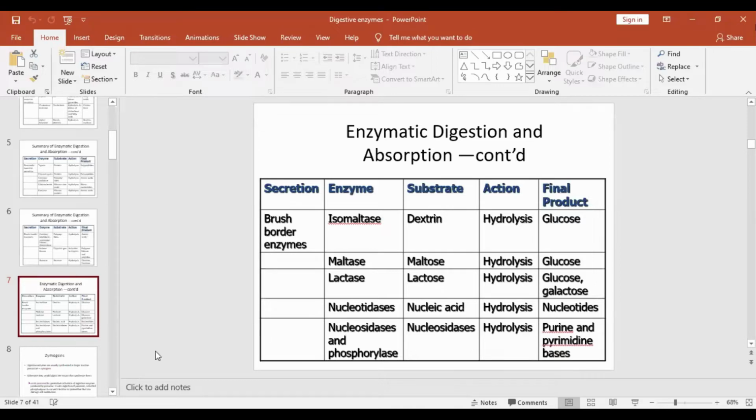So different other cross-border enzymes are shown here. Isomaltase, the substrate will be dextrin, and when hydrolyzed, it becomes glucose. Maltase is the enzyme acting on maltose to give the hydrolytic product glucose. Nucleotidase acts on nucleic acids to give nucleotides. Similarly, nucleosidase gives the final products purines and pyrimidines, with phosphorylase removing the phosphate part from the nucleotides.